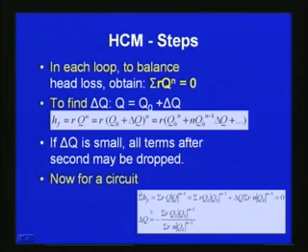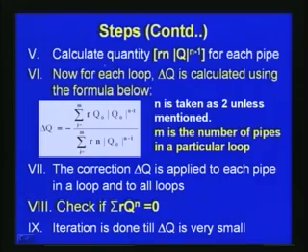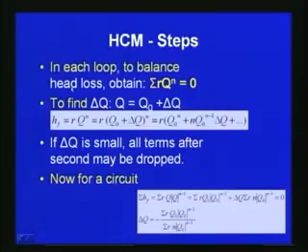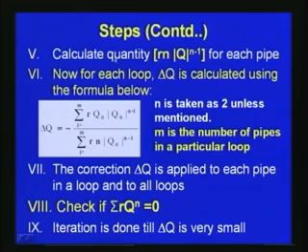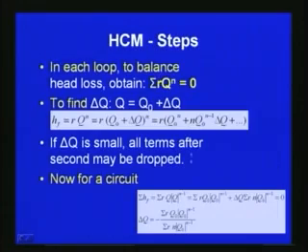So using this equation we can get delta q and then we can adjust with respect to this delta q, which is discussed in the next step. Here we have seen we are calculating the head loss for each pipe, and we can also calculate the quantity r n into modulus q to the power n minus 1, which we discussed in the earlier equation. Now for each loop this delta q is calculated. How we got this delta q is derived here.